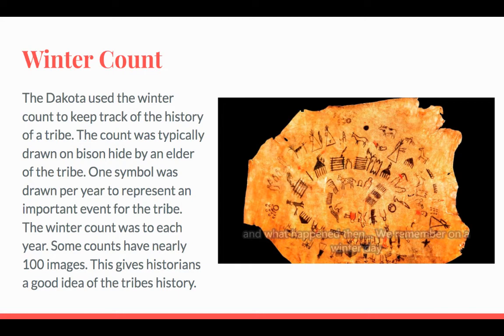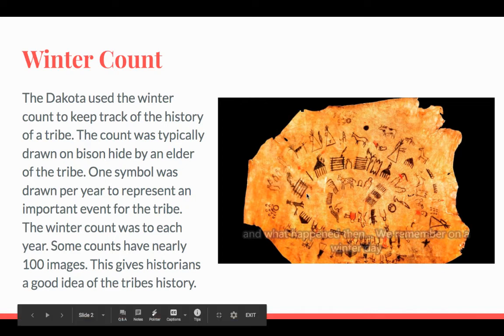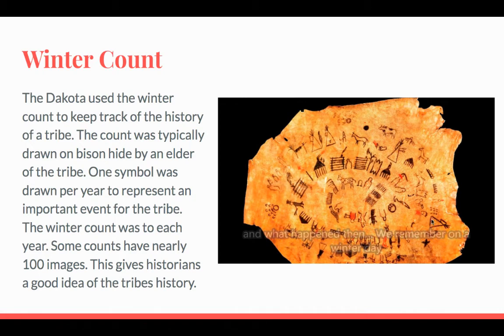The Dakota did not think of time in a linear fashion, like a straight line. They thought of time and events more in a circular fashion. So this is how their winter counts went. An elder of the tribe who was skilled in artwork would be responsible for keeping track of a rather large sheet of what I would call bison or deer hide.